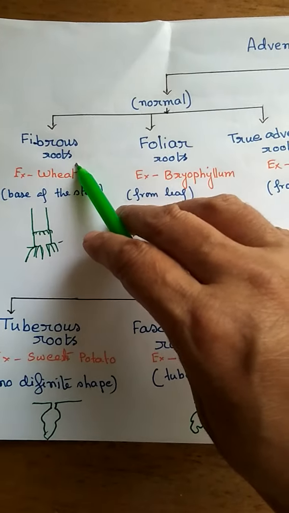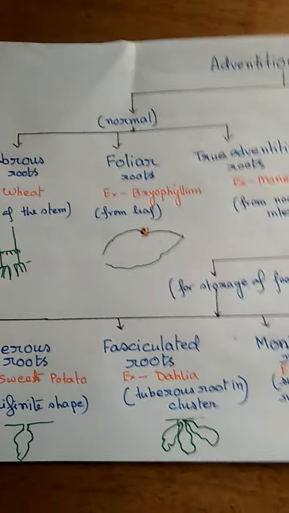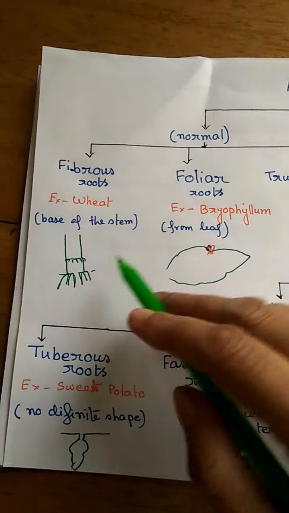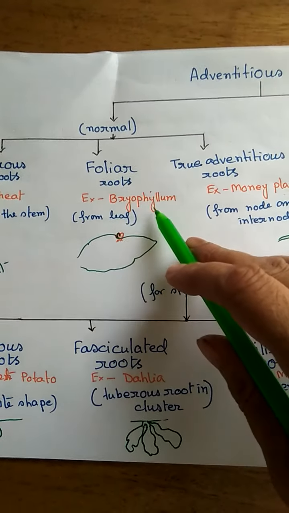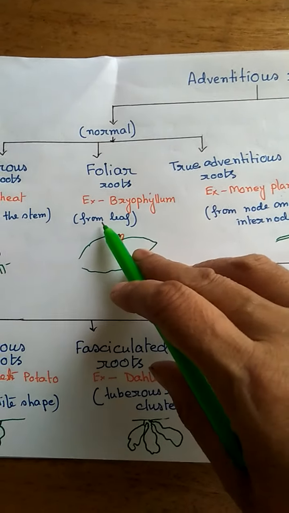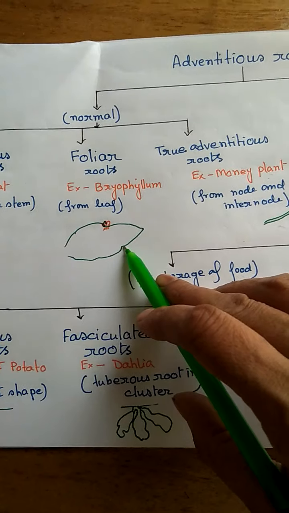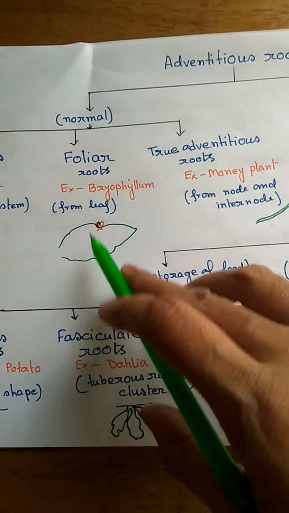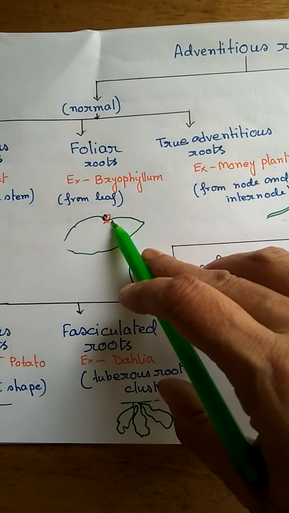In case of fibrous root, roots are developed from the base of the stem. Okay, so the example is sweet. In case of the foliar root, the example is bryophyllum, from the leaf. In a bryophyllum leaf, this part is known as the notch. From this part, new plantlets develop with small roots.